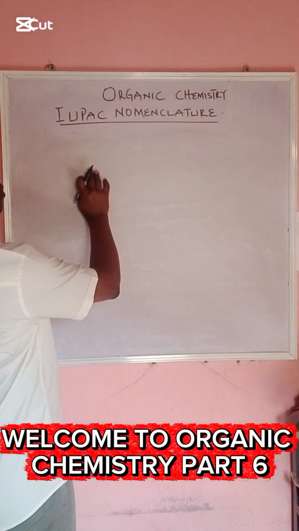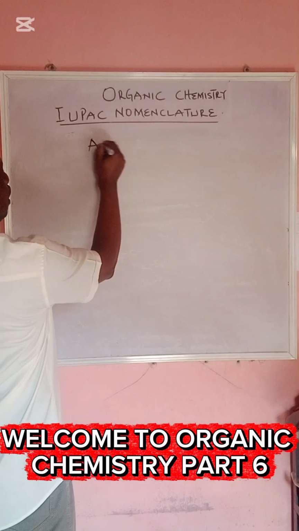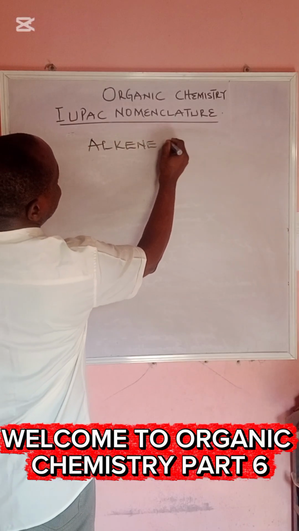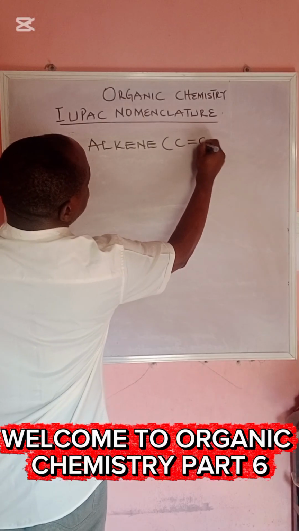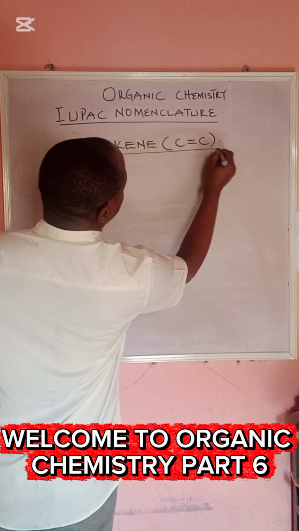So we are still on IUPAC nomenclature. We are done with the alkene. We are moving to alkanes. Alkane. That is C double bond C. This is the functional group. You still remember? That is alkane.